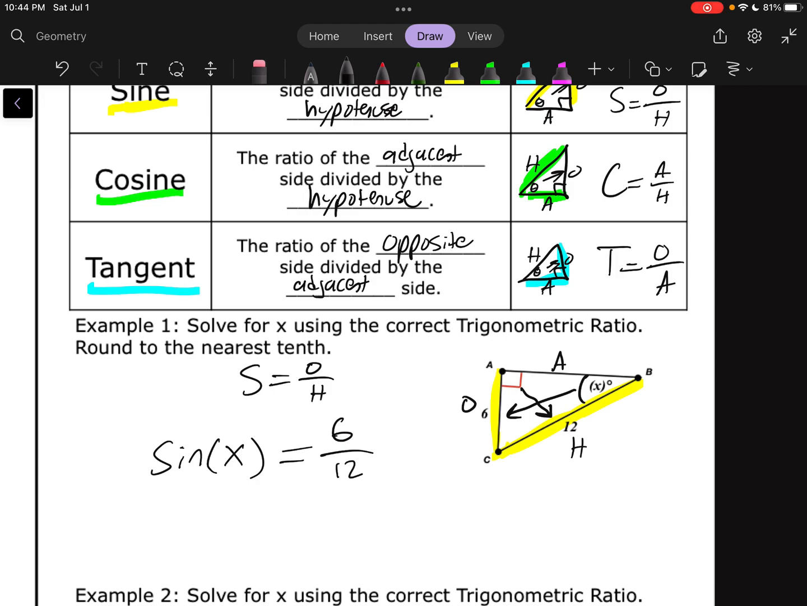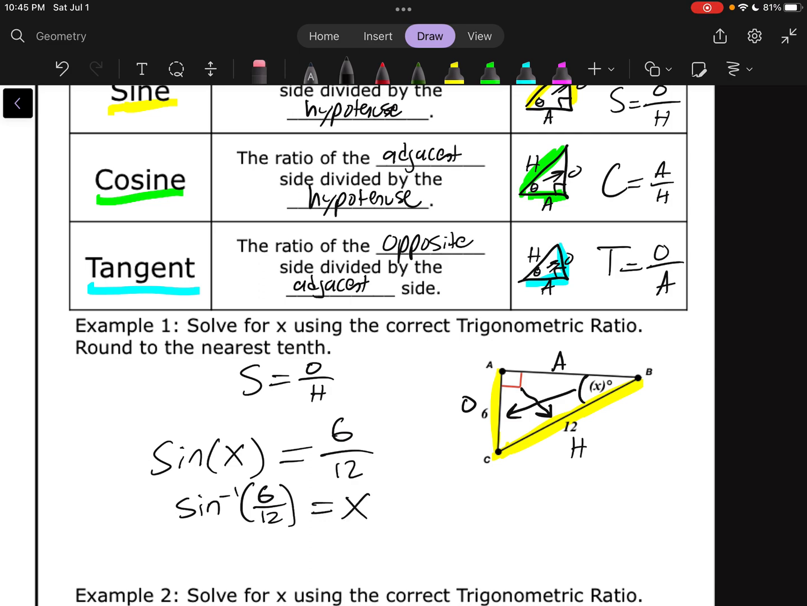Now, in the last video, we saw how we could cross-multiply to solve these things, right? We would do something like this, put it over 1, and then cross-multiply. We don't need to do that this time. If we are going to successfully get x from out of those parentheses, what we are going to need to do is inverse sine. If we do inverse sine of 6 over 12, we will get x.